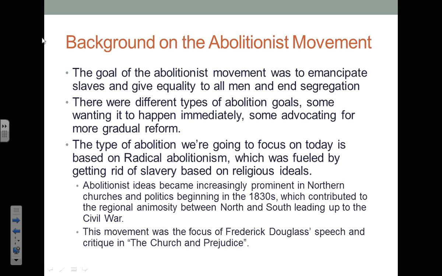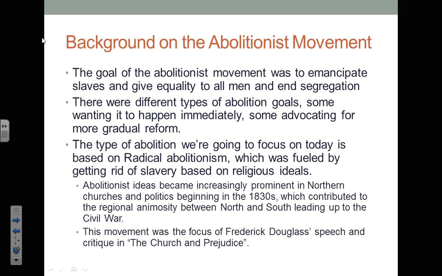So in 1841, which was 20 years before the Civil War began, there was a lot of abolitionist movement. So the goal of the abolitionist movement was to emancipate slaves and give equality to all men and end segregation. What does it mean to emancipate?